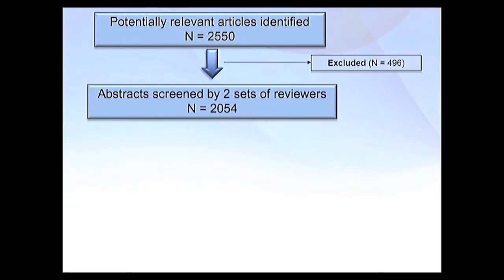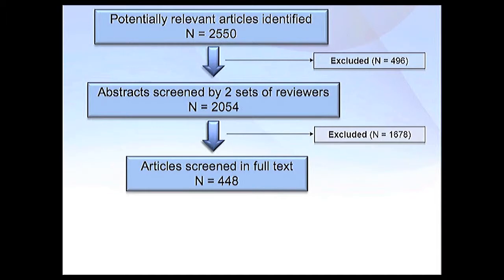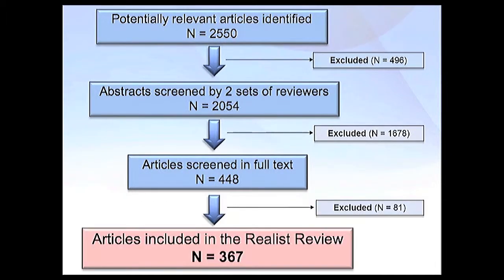In the first level of screening, 2 sets of reviewers independently screened 2,054 abstracts and titles. After eliminating duplicates and non-relevant articles, the same 2 sets of reviewers then screened 448 articles in full text. Of these, 367 articles were identified as relevant and were included in the final realist review.